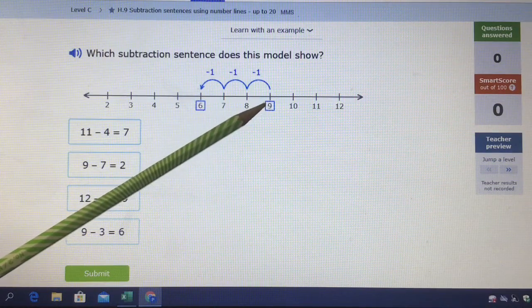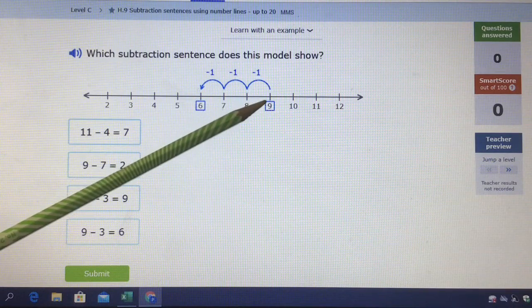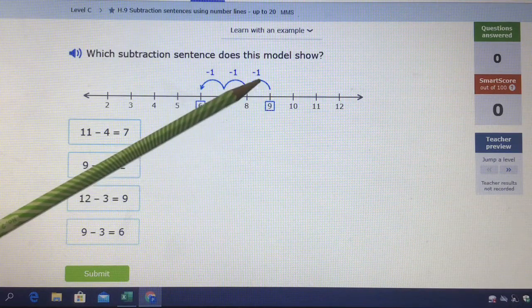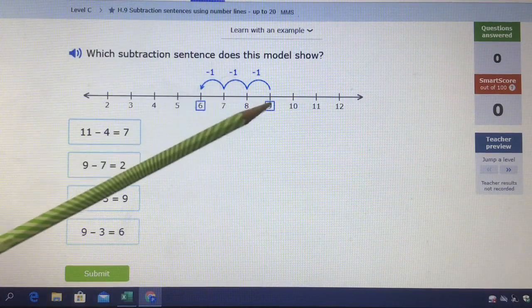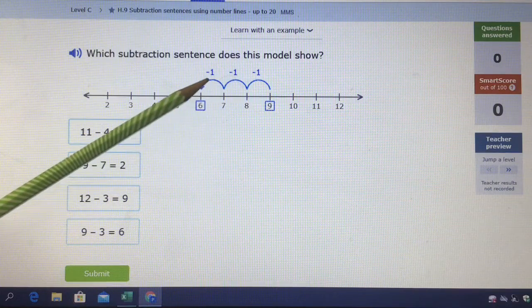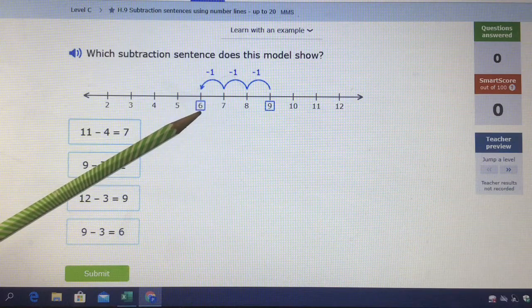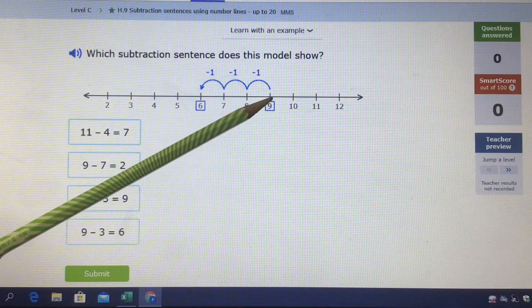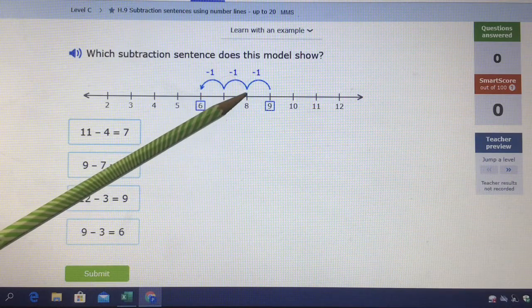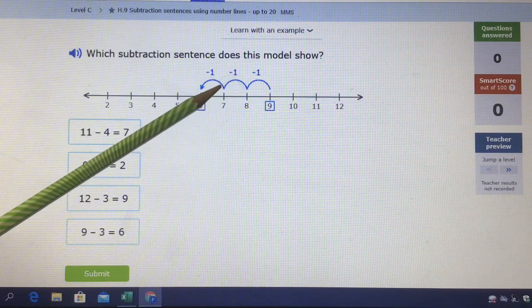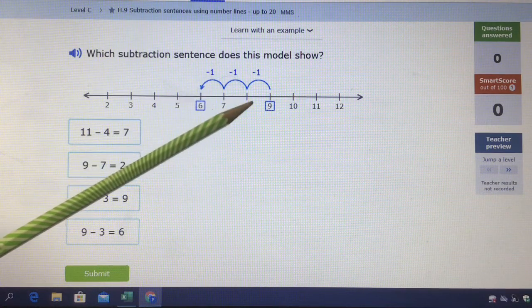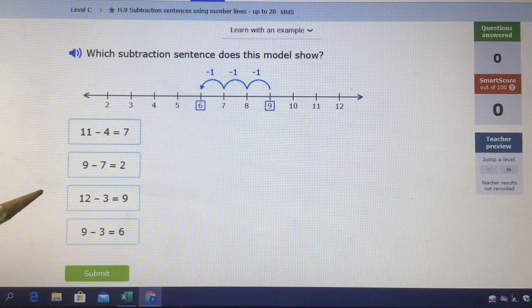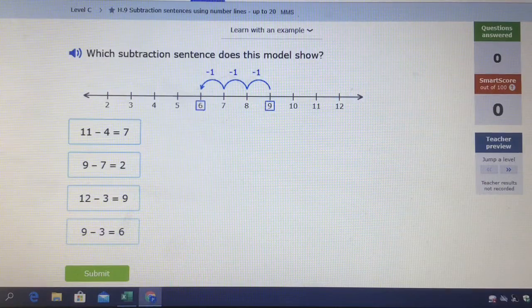So this math problem is 9 minus all of these jumps to end at 6. So 9 minus something gives us an answer of 6. Let's count our jumps. If we jump and we minus 1, and we minus 1 more, that's minus 2. And if we jump 1 more, that's minus 3. So our math problem is 9 minus 3 equals 6, which is this one right here at the bottom.